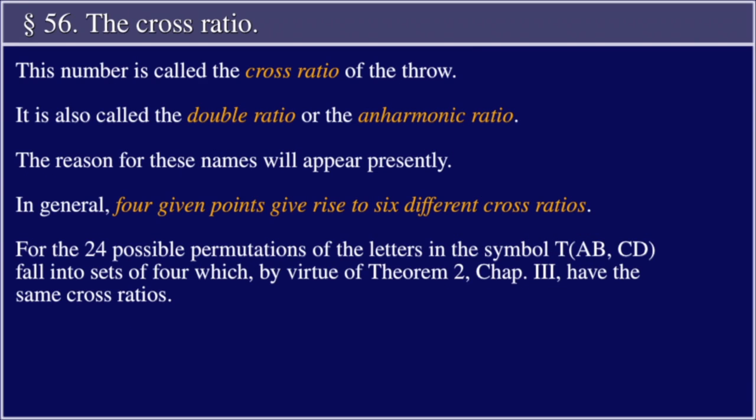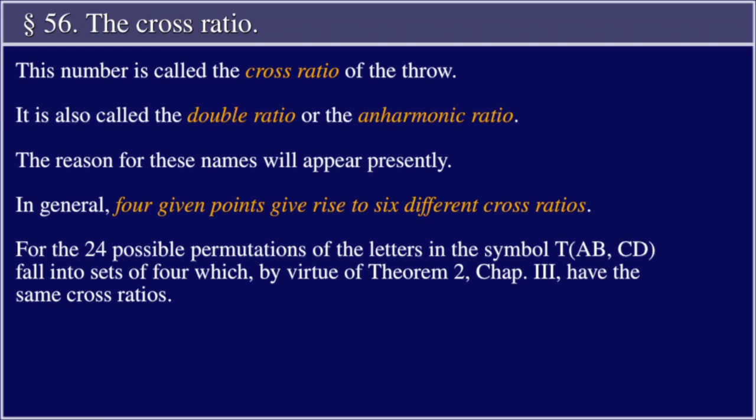This number is called the cross ratio of the throw. It is also called the double ratio or the anharmonic ratio. The reason for these names will appear presently. In general, 4 given points give rise to 6 different cross ratios.